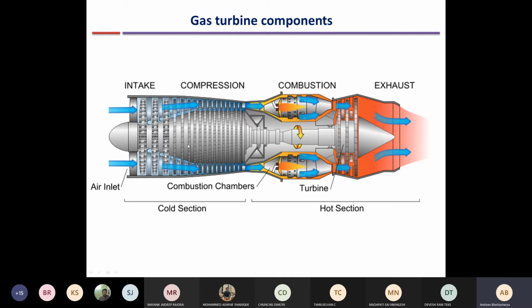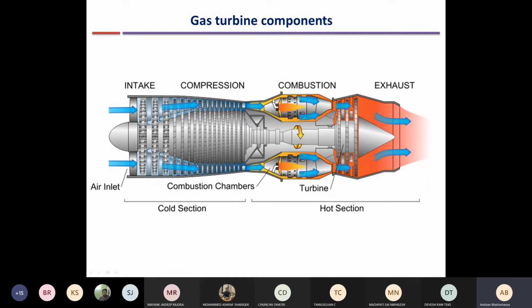And as a result, a large portion of the work that is generated by the turbine, around say 50%, is used up by the compressor. Okay. So a large percentage of the work is used up by the compressor. So compressor design becomes a very important part in this type of turbine. Then the air, which is at high temperature and high pressure, goes inside the combustion chamber, and fuel is injected.